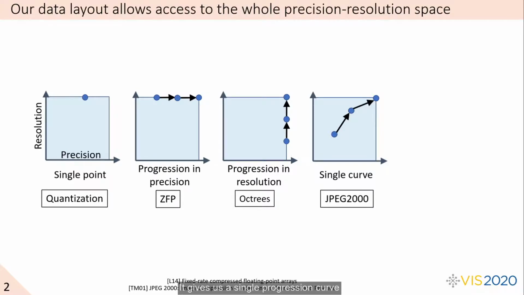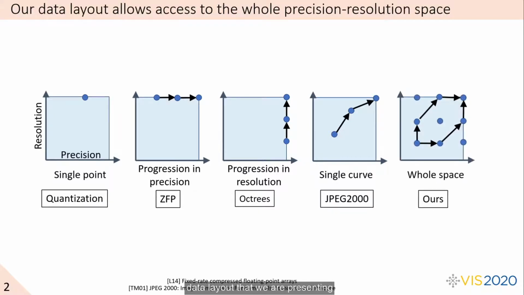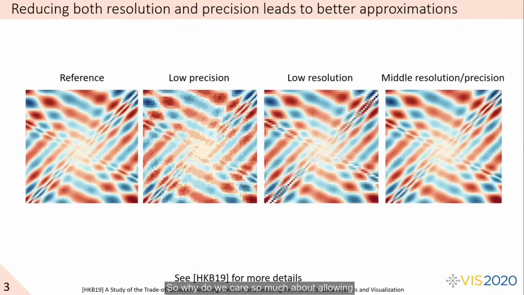It gives us a single progression curve in the precision resolution space. Finally, our data layout that we are presenting allows data reconstruction at any point in this 2D space, and therefore any progression curve is possible. So why do we care so much about allowing access to the whole precision resolution space?